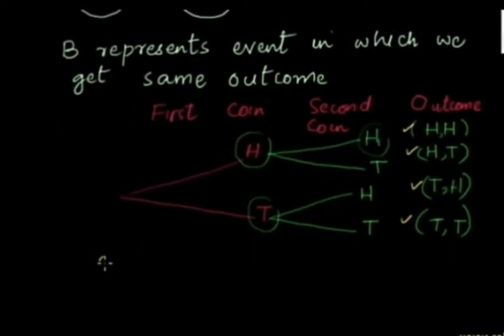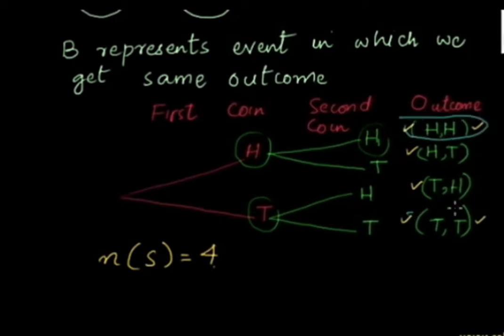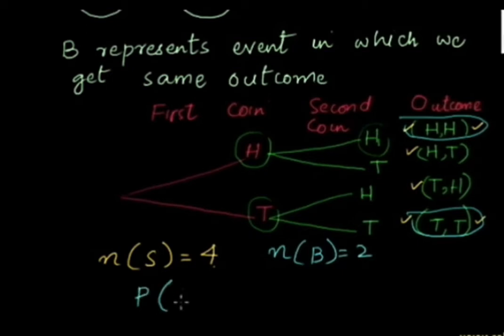So what is the number of values in the sample space? 4. Because in the formula of probability of B, we have to write the number of favorable outcomes divided by total number of outcomes. That's why I'm writing the number in the sample space. These are the 4 options. What is the number of favorable outcomes? B represents an event in which we get the same outcome. How many times do we get same outcomes? 2 times, head head and tail tail. So number of outcomes in B will be 2.